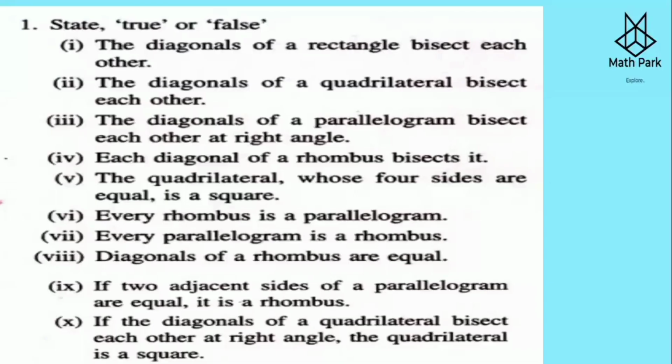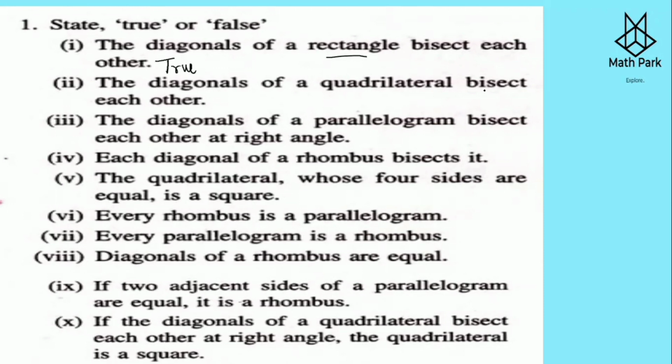Now we are going to solve each and every question of this exercise here. The first question is state true or false. The diagonals of a rectangle bisect each other. Now the rectangle is a parallelogram and it follows all the properties of a parallelogram. So since a rectangle is a parallelogram and diagonals of a parallelogram bisect each other, this statement is true.